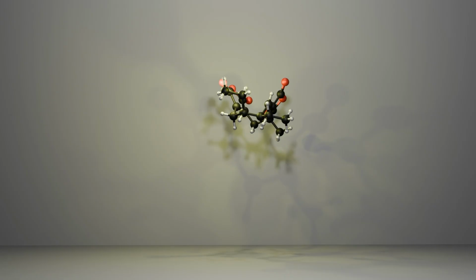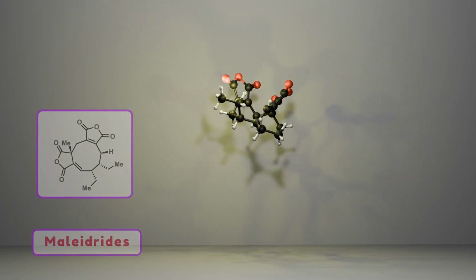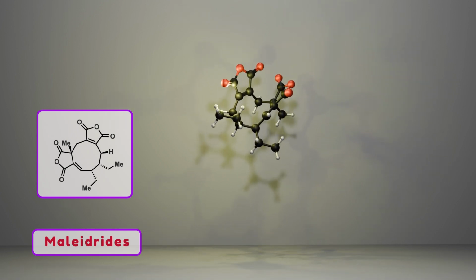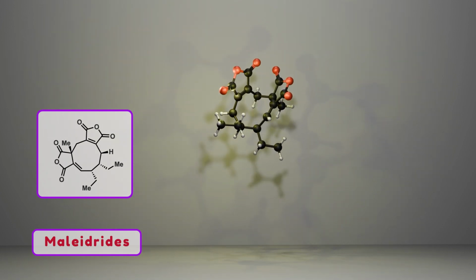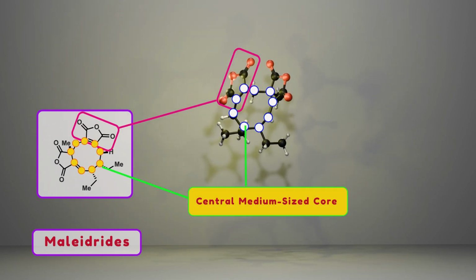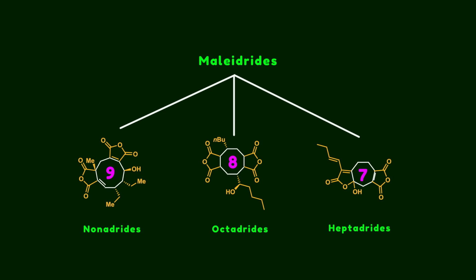These two structures belong to a class of polyketide-based natural products known as maleidrides, which are isolated from filamentous fungi. They are characterized by at least one maleic anhydride moiety fused to a central medium-sized carbocyclic core, a key feature of this natural product family. Based on the number of carbon atoms in the central ring, maleidrides are classified into nonahydrides, octahydrides, and heptahydrides.